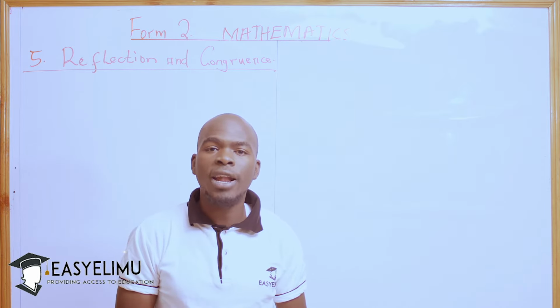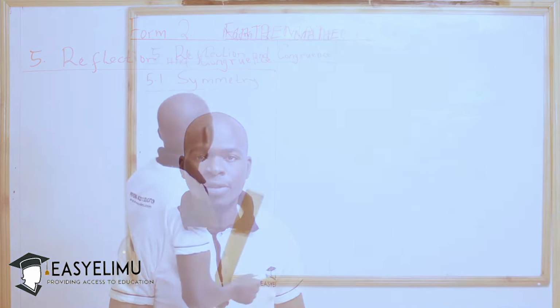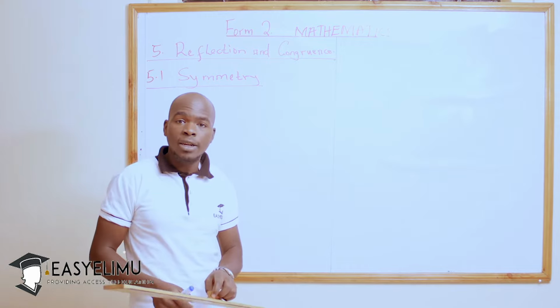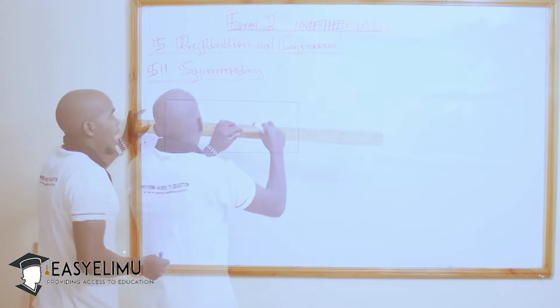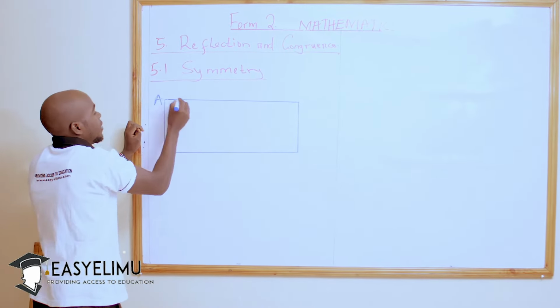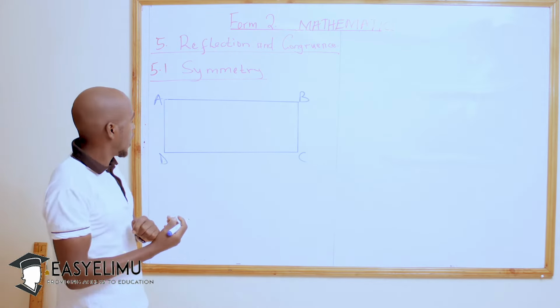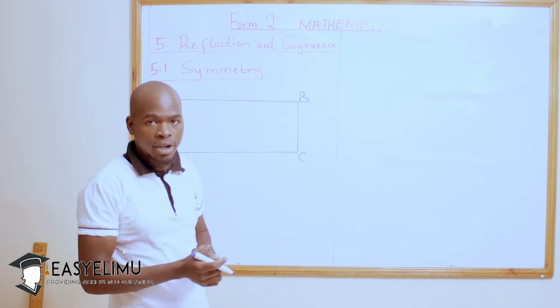And today we are going to learn about reflection and congruence. Let's learn about symmetry, and under symmetry we shall consider a given rectangle. For example, I have here rectangle A, B, C and D. As we can view, this is a rectangle.